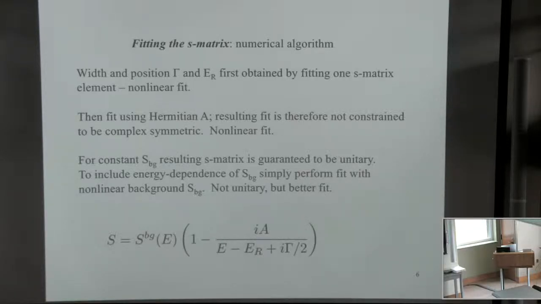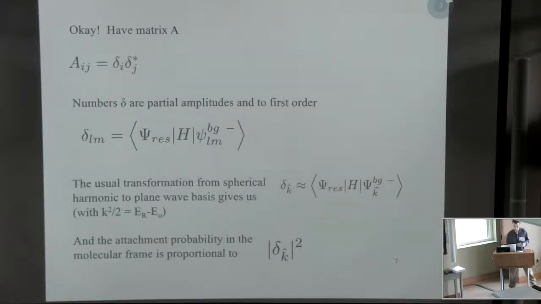And so I end up fitting this Hermitian matrix A. Constraining it to be Hermitian, the resulting fit is also not guaranteed to be complex symmetric. But again, I'm just trying to get this fit. Okay, so we have this matrix A, rank 1 Hermitian.